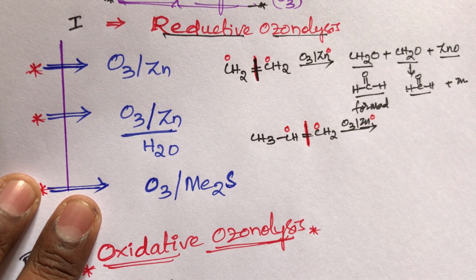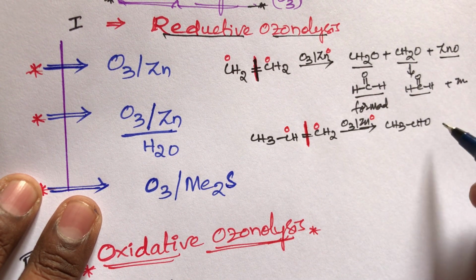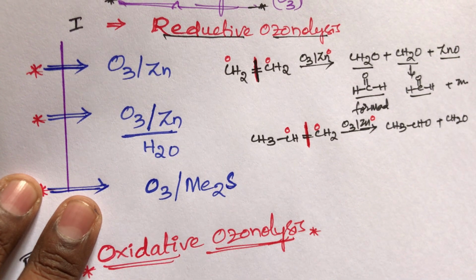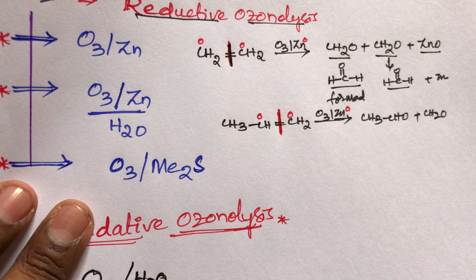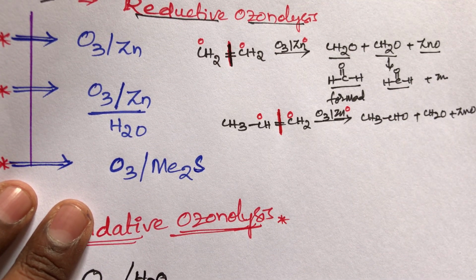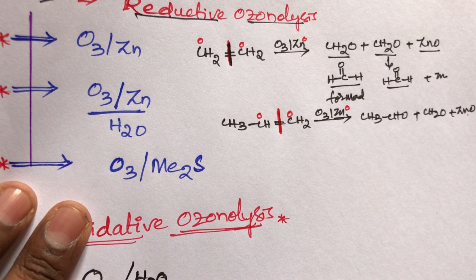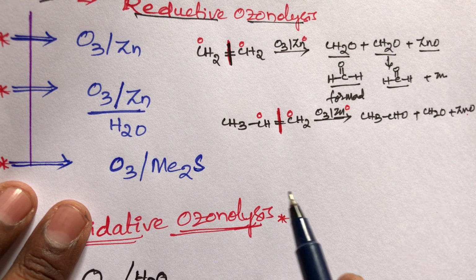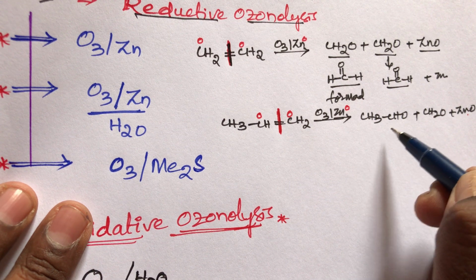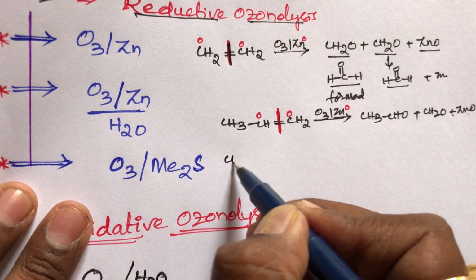So what is the product, student? Here we get CH3CHO plus CH2O plus ZnO. This is the final product. This is called acetaldehyde, and the other one is formaldehyde, plus ZnO. This is a simple shortcut. This is an unsymmetrical alkene. On ozonolysis, an unsymmetrical alkene gives different types of products: one is acetaldehyde, another is formaldehyde.